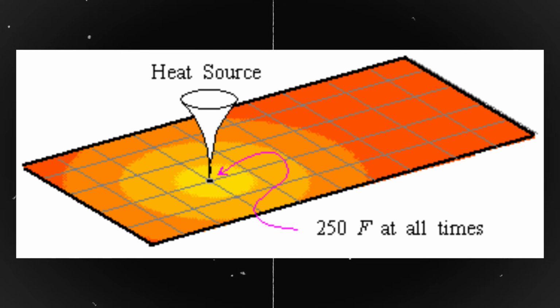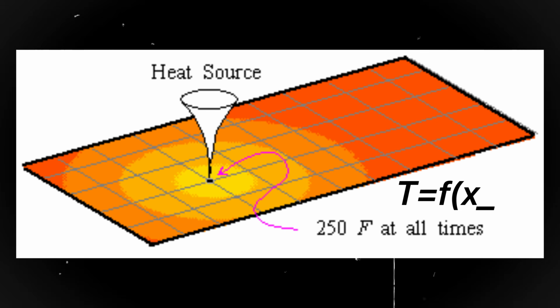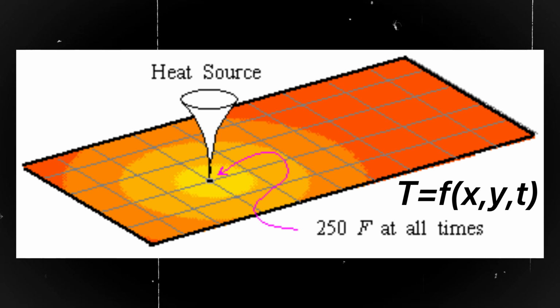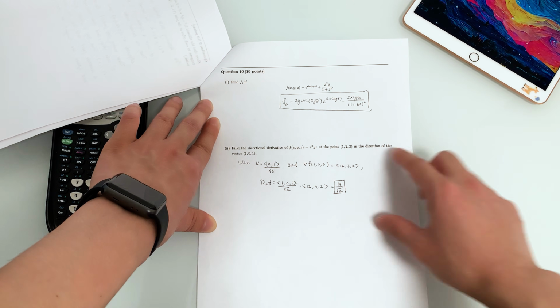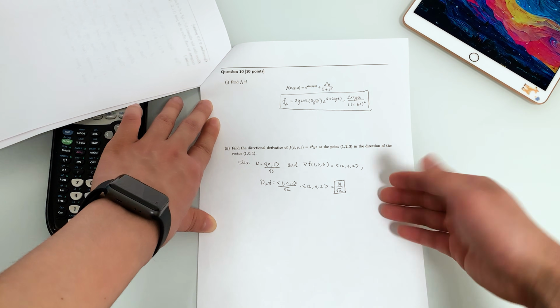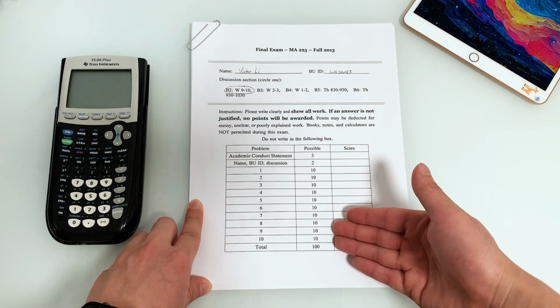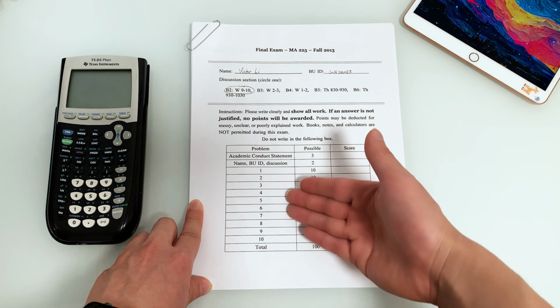For instance, the temperature in a room can depend on the position in the room and the time. The second part then asks us to find a directional derivative, which measures the rate at which a function changes along a specific direction. As you can see here, this exam had 10 questions and we had approximately 120 minutes to finish it, so I had to pace myself.